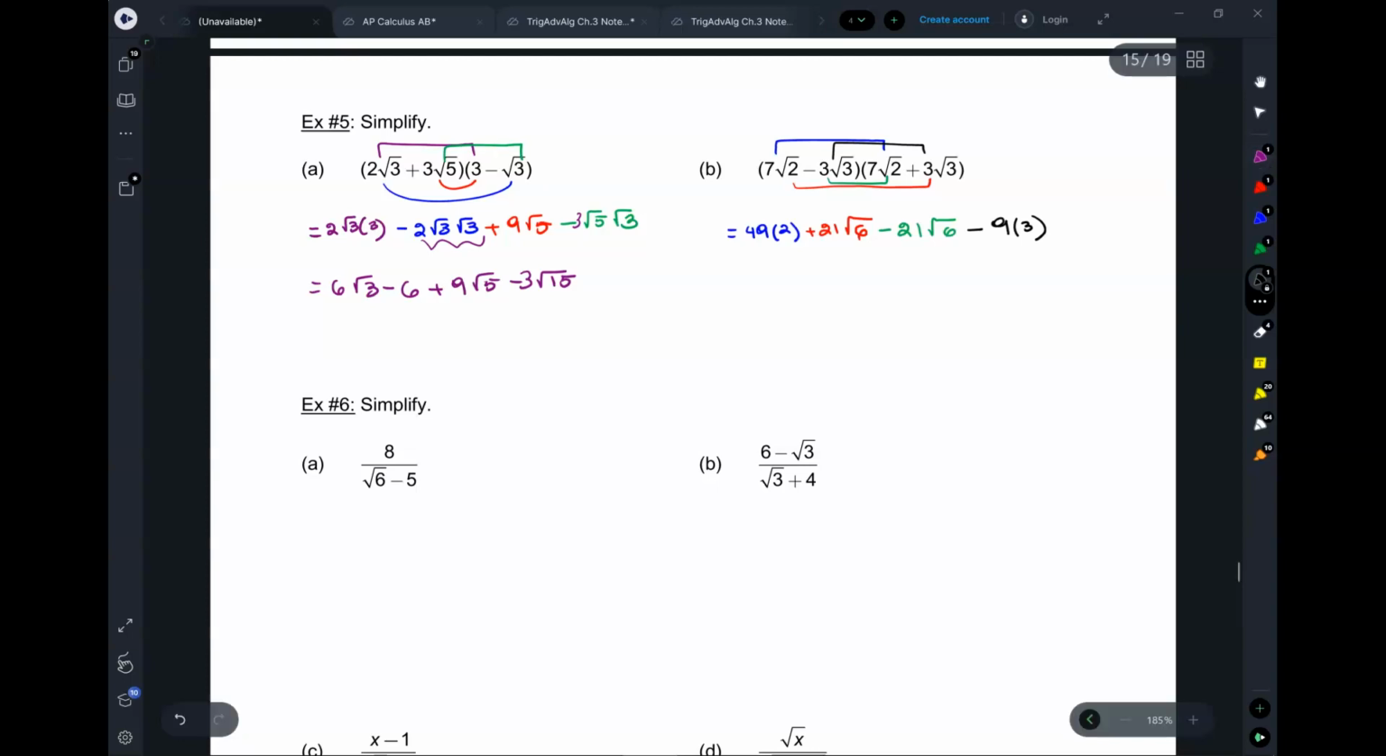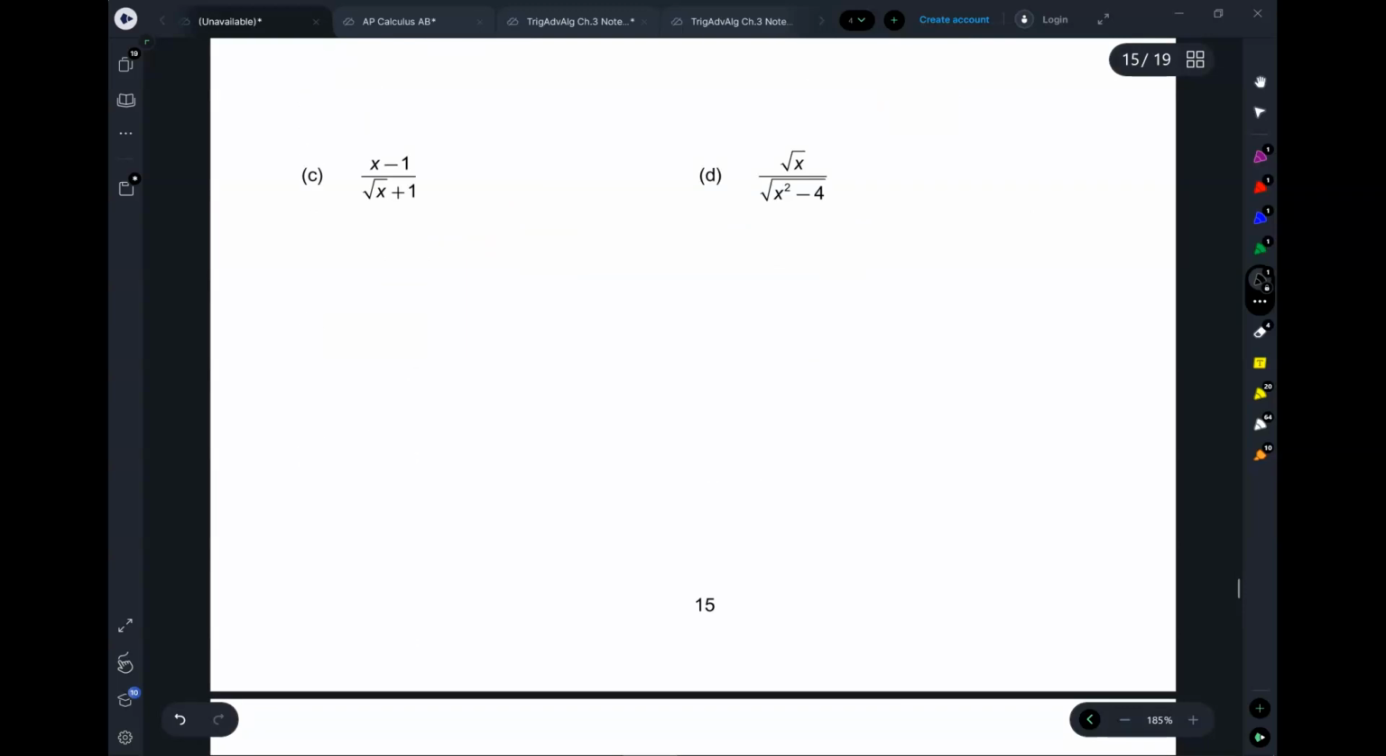Okay, so let's see what we have. 98, and this will be 0, minus 27. Perfect. Okay, all right.